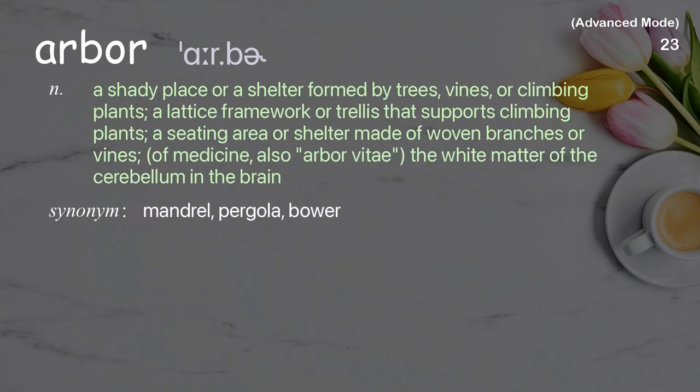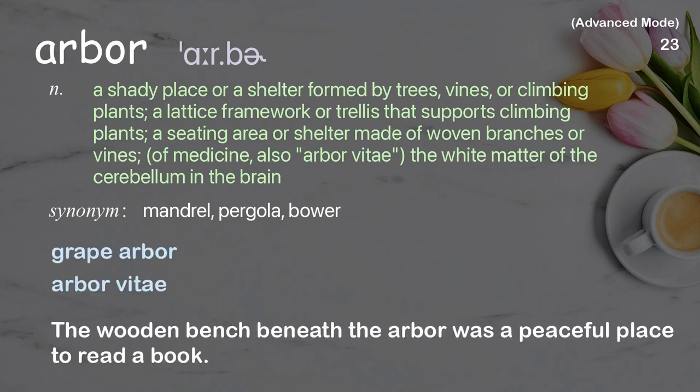Arbor. A shady place or a shelter formed by trees, vines, or climbing plants, a lattice framework or trellis that supports climbing plants, a seating area or shelter made of woven branches or vines. In medicine, also arborvitae, the white matter of the cerebellum in the brain. Examples. Grape arbor. Arborvitae. The wooden bench beneath the arbor was a peaceful place to read a book.